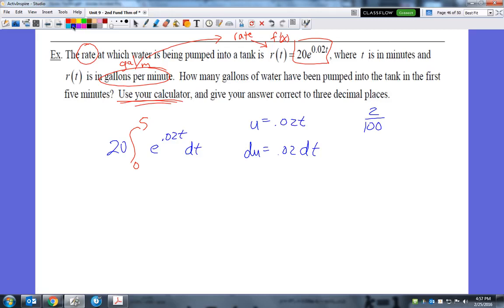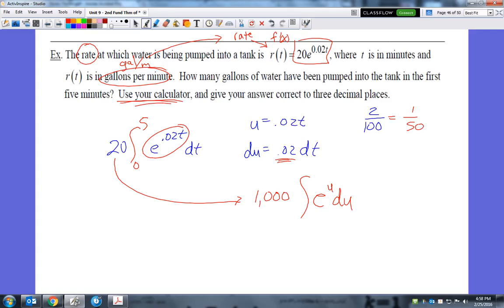And what we're going to do is do the opposite. So 2 hundredths is the same as 1 over 50 if you want to reduce it. And that's equivalent to this. When we do the rewrite, it would be 50 over 1. So 50 over 1 times e to the u du. Now I know I still have to multiply this 20 in. So 20 times 50 will be 1,000.